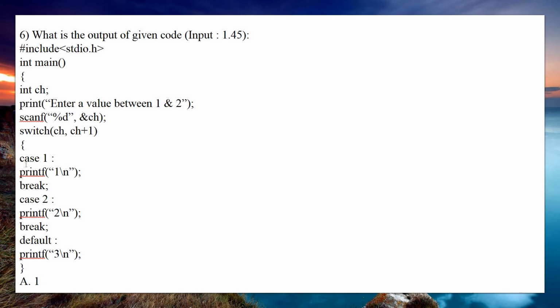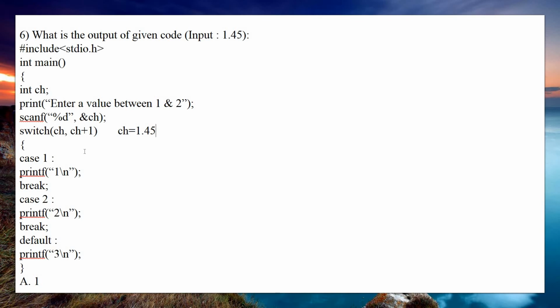In the sixth question, again this is a C code snippet. What is the output for the given code? The input is 1.45. We print "enter the value between 1 and 2", then scanf reads ch, and then switch(ch, ch plus 1). Initially ch is 1.45 because they have given the input as 1.45. So ch is equal to 1.45, the input given. After that, what will it be? Switch(ch, ch plus 1).